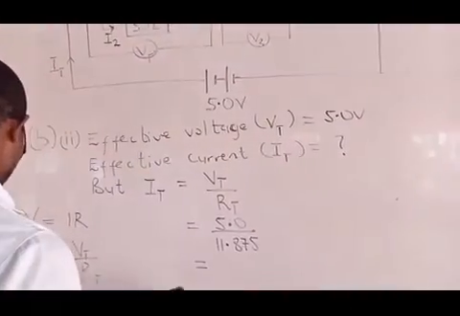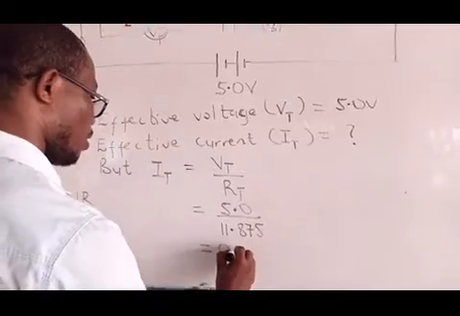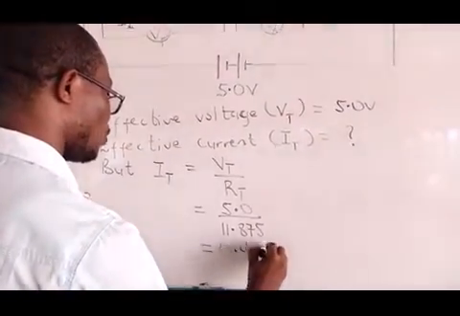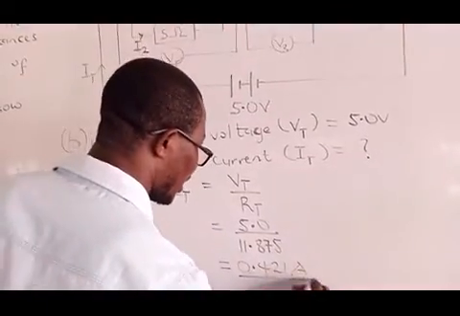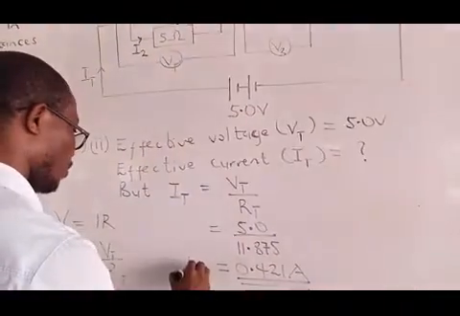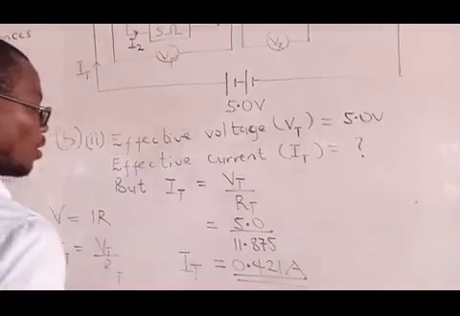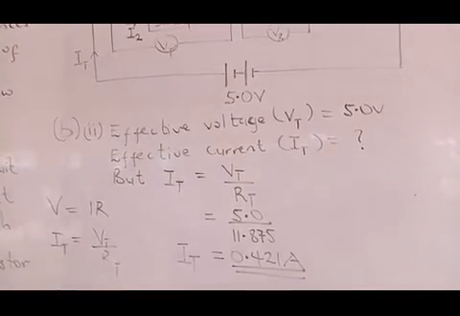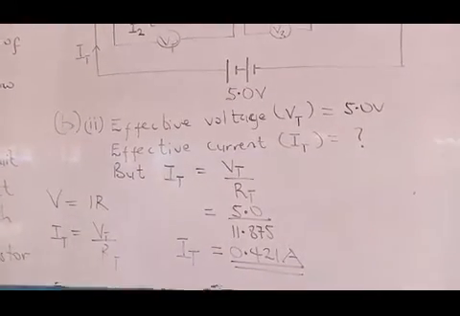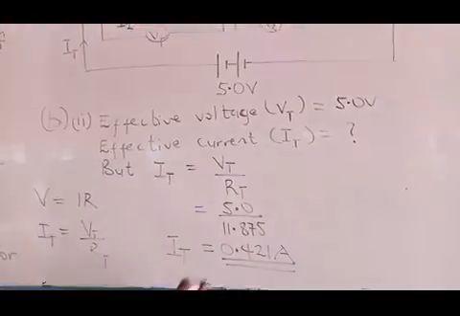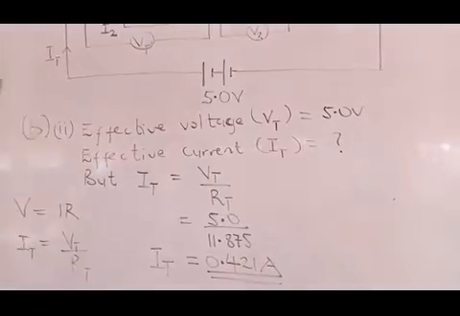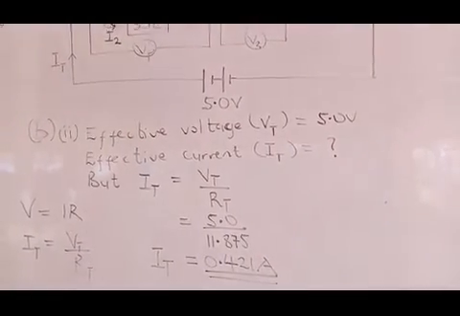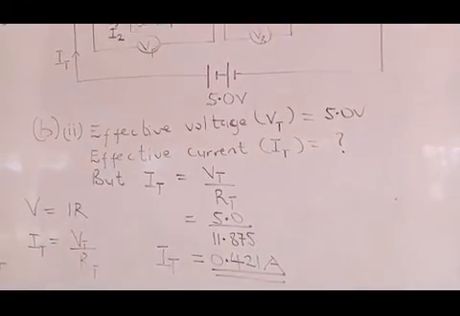When you do that, that'll give you 0.421 amperes, to 3 decimal places. Okay, so the effective current here is 0.421 amperes.